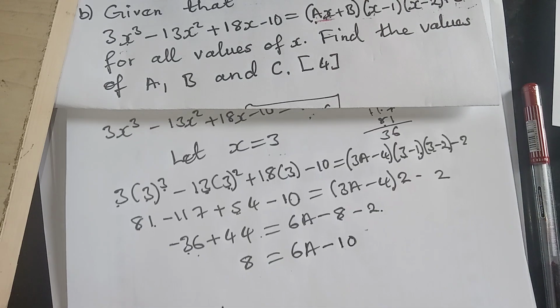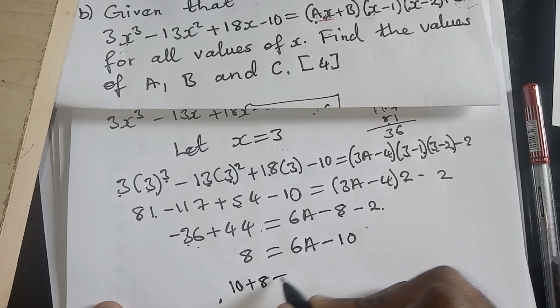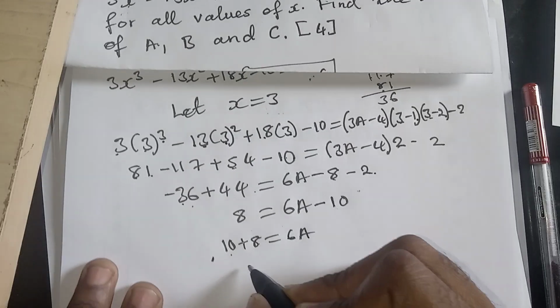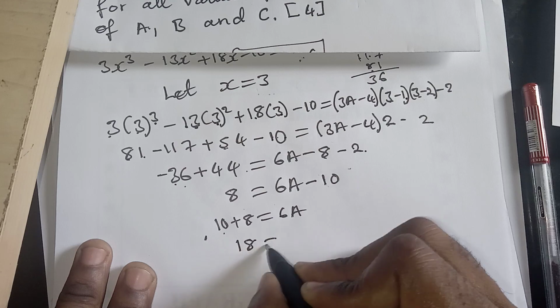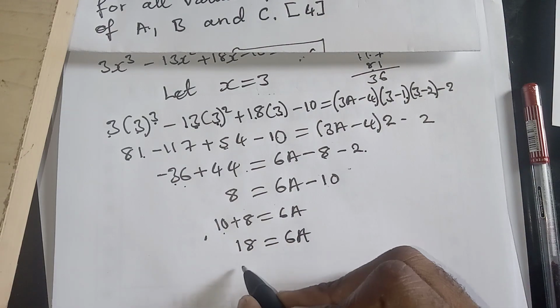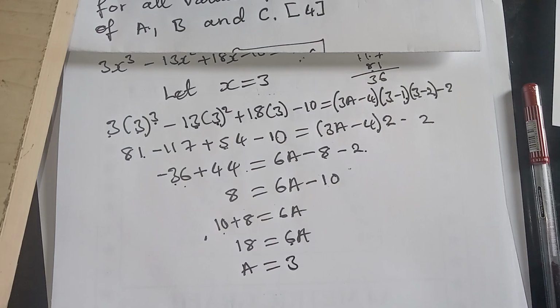So when we take the 10 to the other side, we have 10 plus 8 is equal to 6a. This plus this is an 18. So to solve for a, you can just divide both sides by 6, and that will give you 3 as your a. So this is the first method.